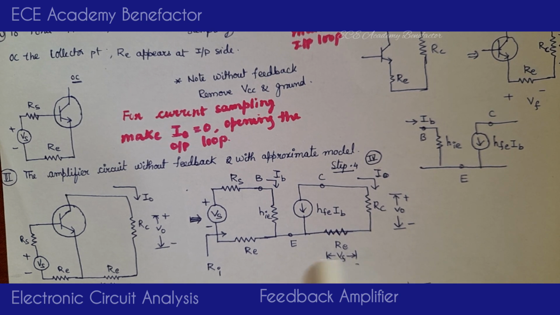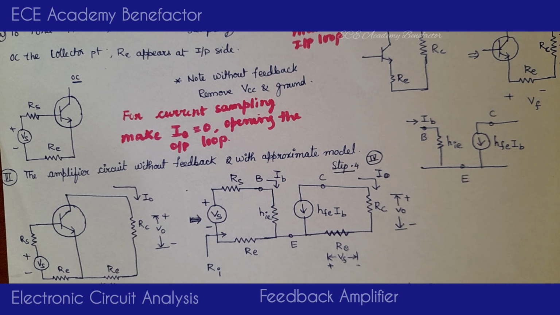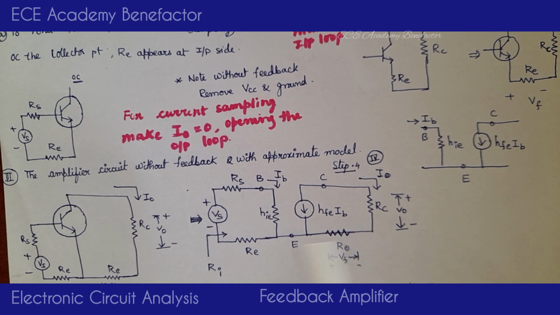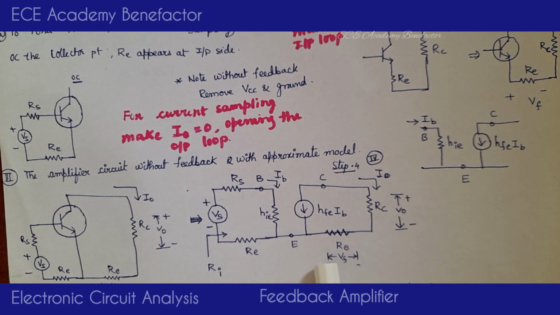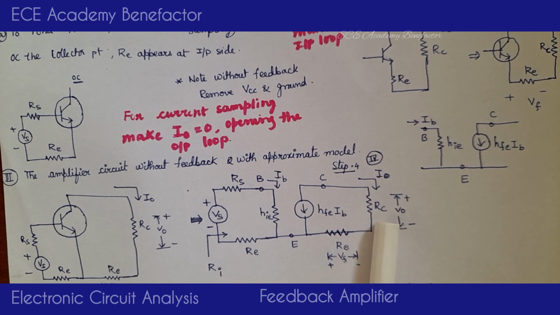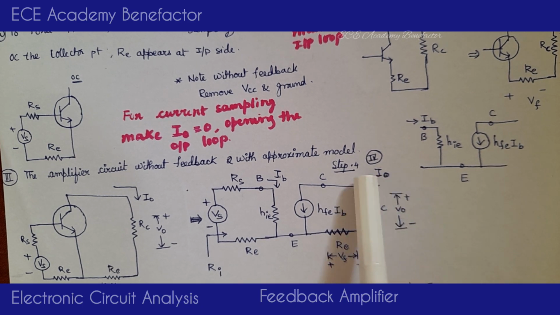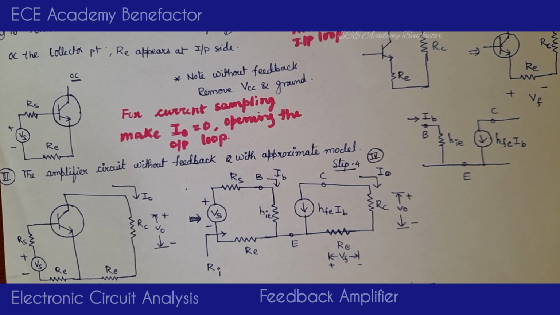Here we won't talk about VF because this is the amplifier without feedback. I have just written it here once for the next analysis when it comes, so it is not required here. RC is the output. Here we observe the output voltage through which the output current I0 is flowing.